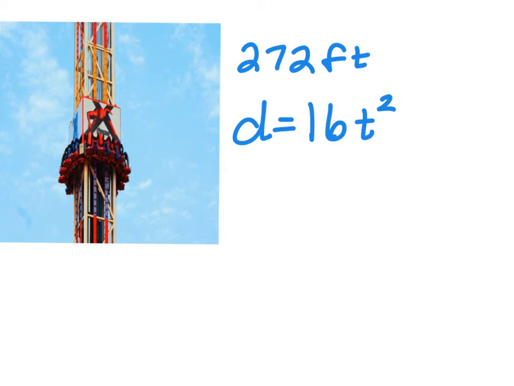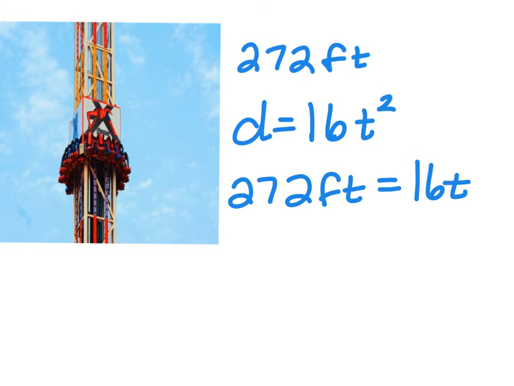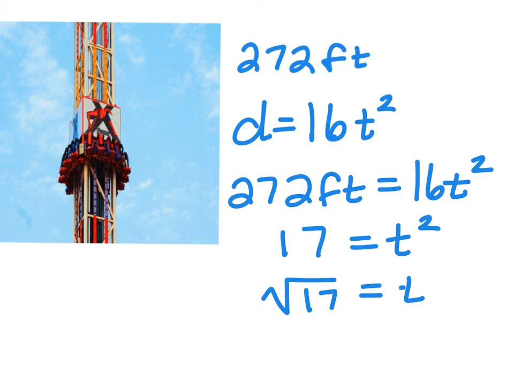Okay, well, we know d equals 16 times t squared. We know that d is equal to 272 feet. We can divide each side by 16 to get t by itself, and that would give us 17 equals t squared. If we want to find t on its own, we take the square root: the square root of 17 equals t. We are going to put plus or minus next to this.